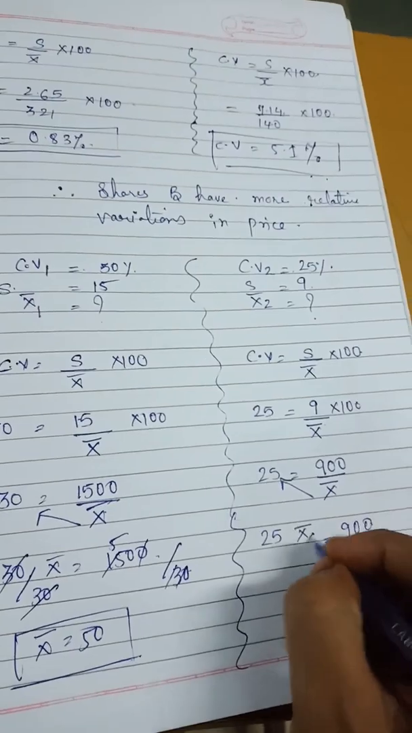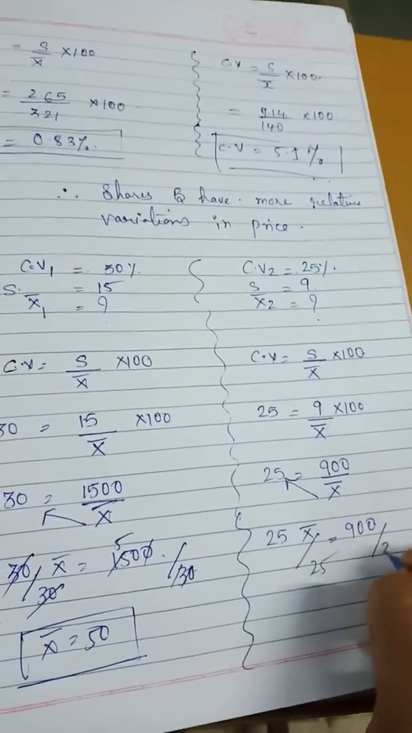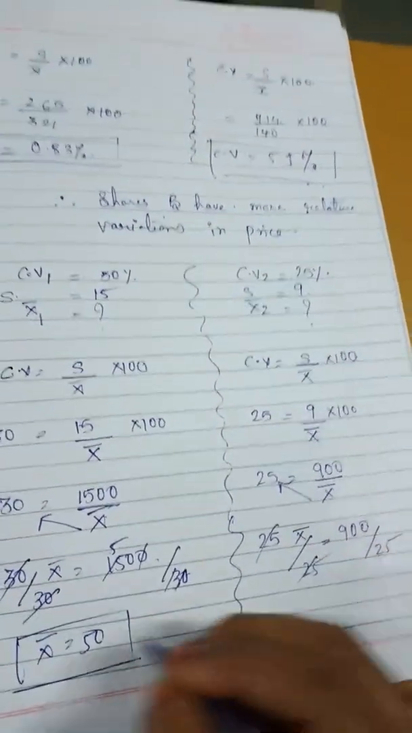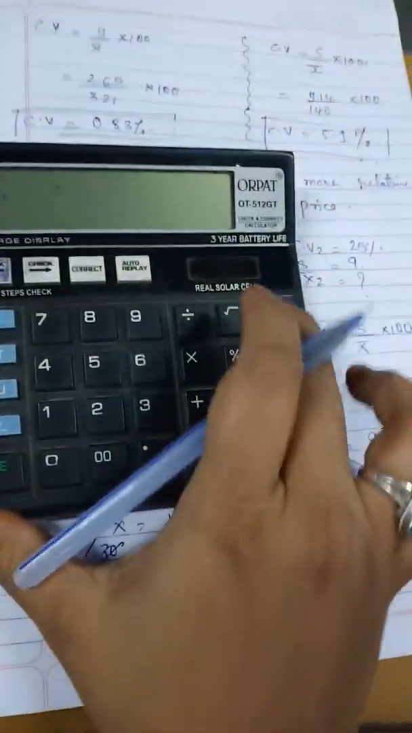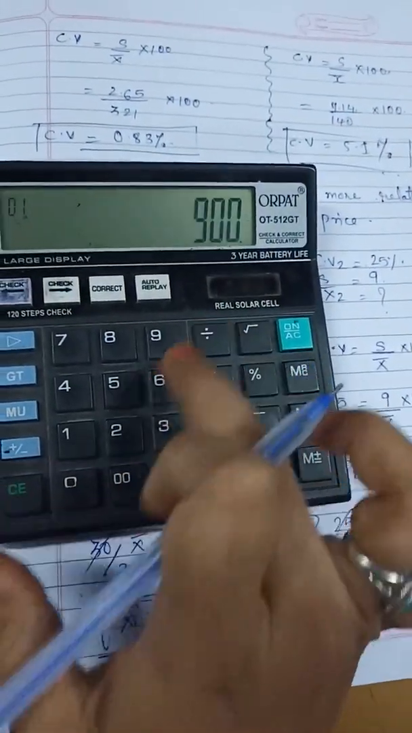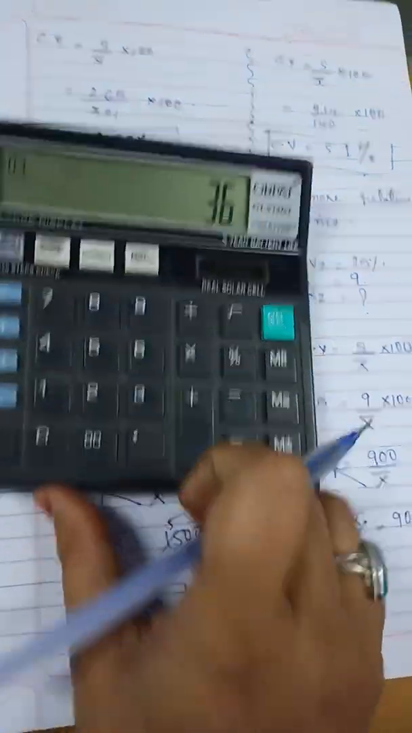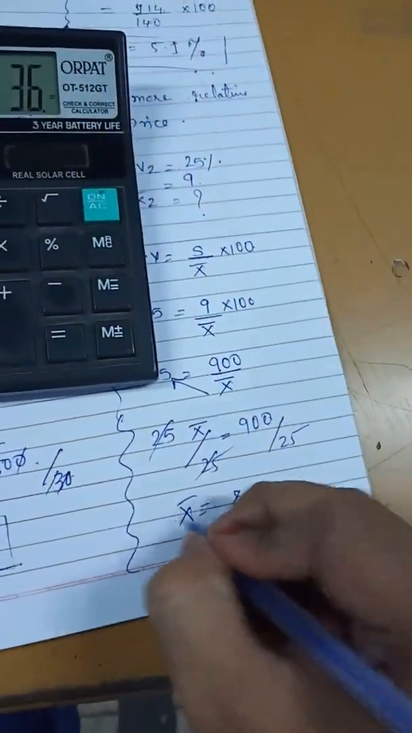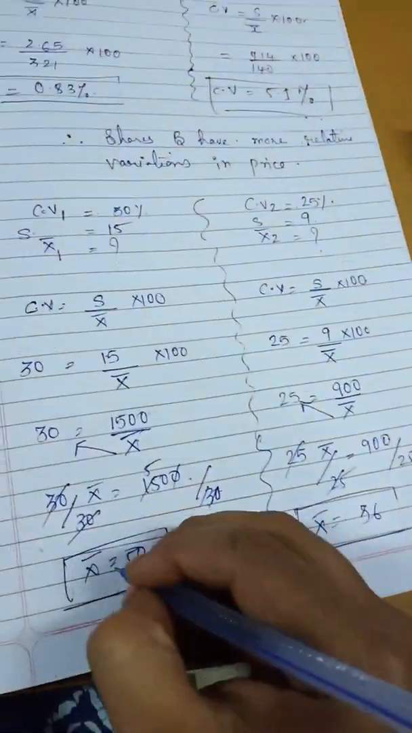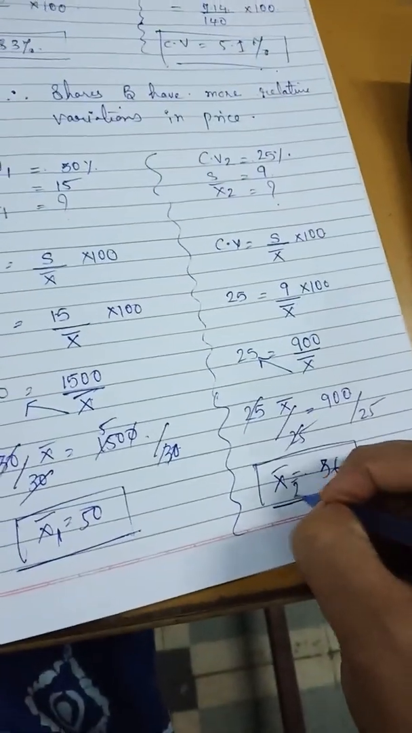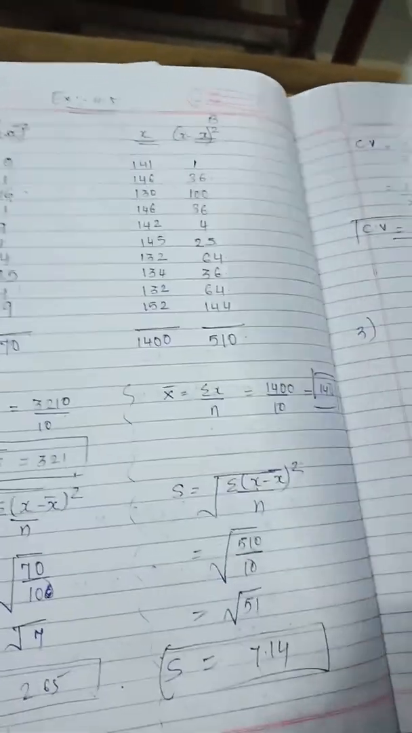We only want the value of mean, so dividing by 25 on both sides, mean equals 900 divided by 25. So what is it? 36. Is that clear? So mean 1 is 50 and mean 2 is 36. So exercise 4.5 is also completed.